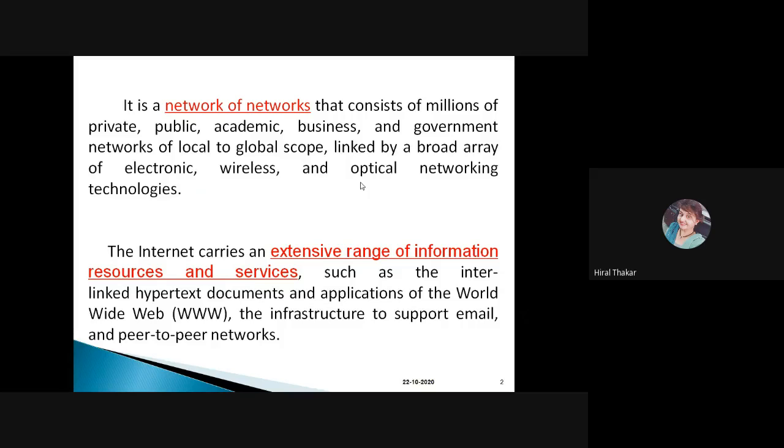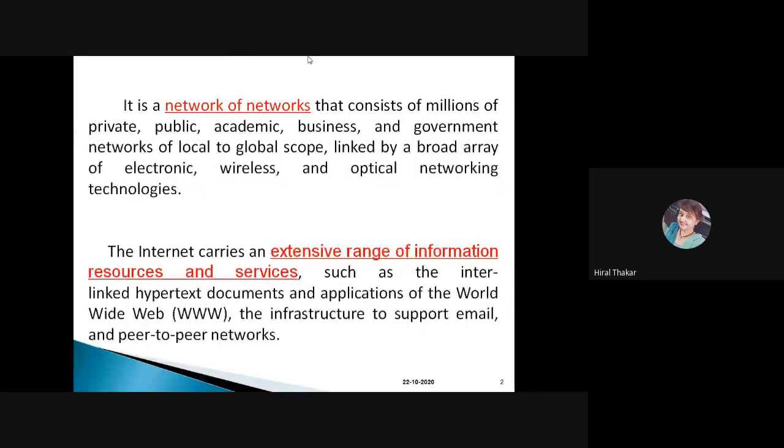A network of networks that consists of millions of private, public, academic, business and government networks of local to global scope. So in this network of internet, there might be private networks, public networks, or networks related to academics. For example, our lab is an academic network. If I am running a company, then my network would be a business network. Government would also have its own network. So all these networks are part of the main network.